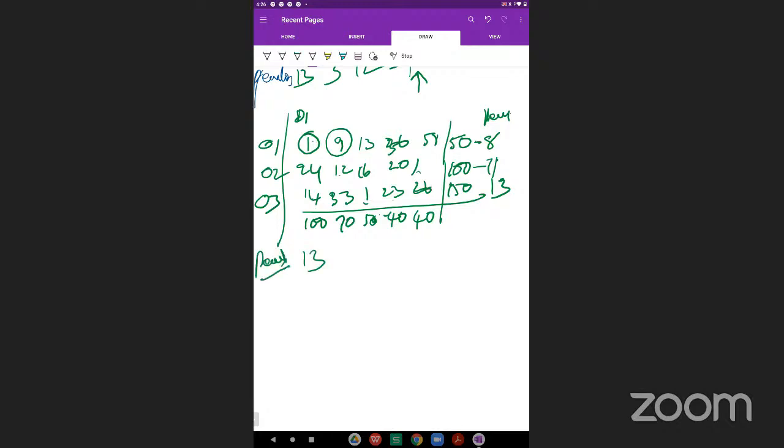Next, 9 and 12. Difference is how much? 3. That is a penalty. Least is 1. Next least is a 13. Penalty is how much? 12. Least is a 20 and next least is a 23. Penalty is a 3. Least is a 1 and next least is a 26. So penalty is a 25. Highest penalty first you select.